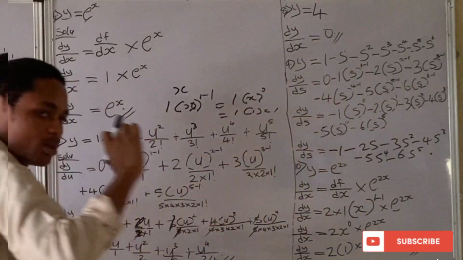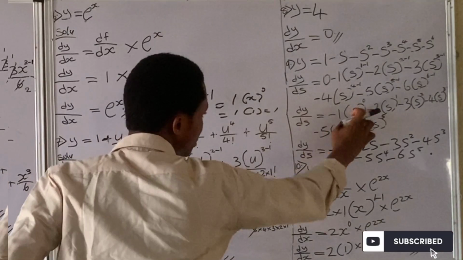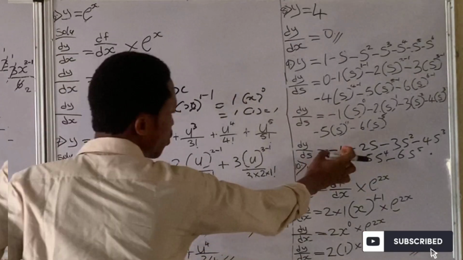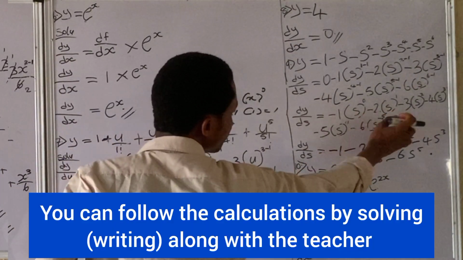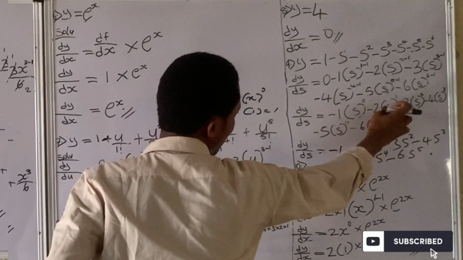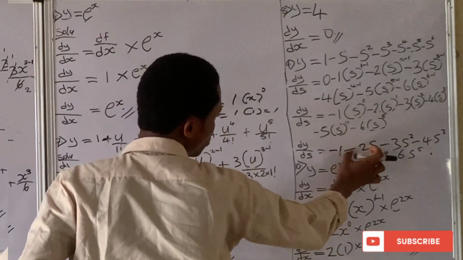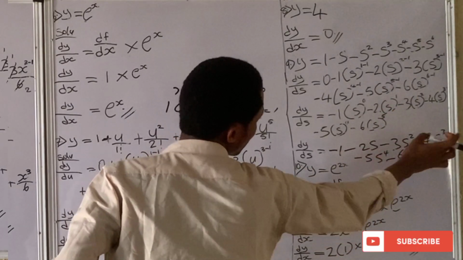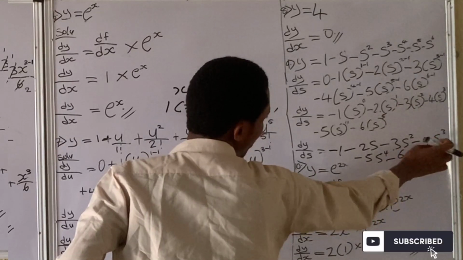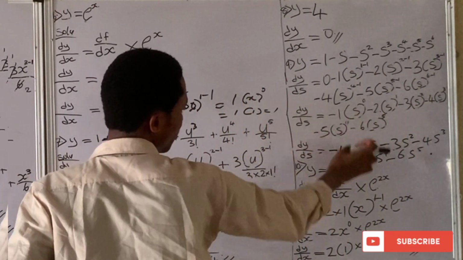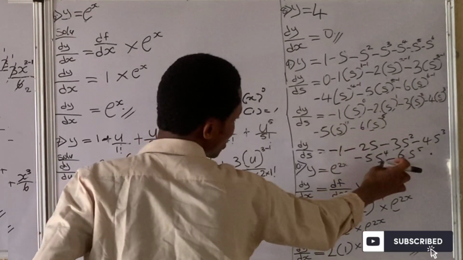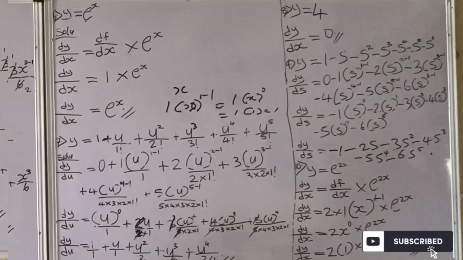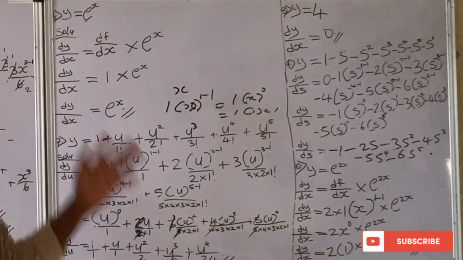dy/dx equals, okay, minus 1. Remember, anything raised to the power 0 is 1. So this x is literally 1. So minus 1 times 1 will give you minus 1. That is the one we have here, minus 1. Minus 2x, 2x raised to the power 1 is 2x. Minus 3x raised to the power 2, minus 4x raised to the power 3, minus 5x raised to the power 4, minus 6x raised to the power 5. That is our answer. That is the answer for this question.